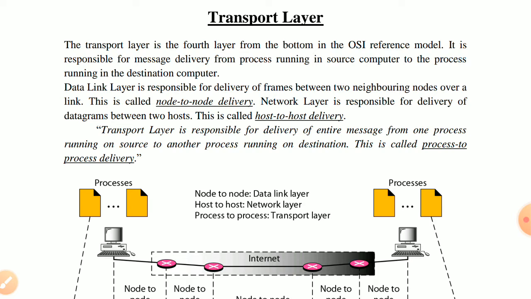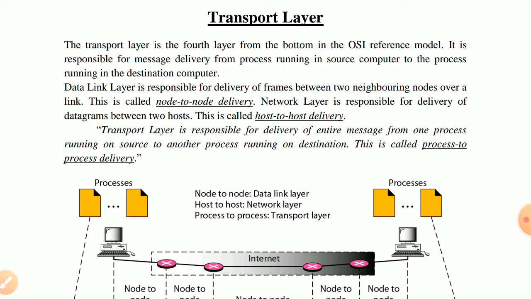We'll have an introduction of transport layer first, and then we'll be discussing about the design issues related with transport layer. So as is visible on the screen, the transport layer is actually the fourth layer from the bottom in the OSI reference model, and it is responsible for process to process delivery.